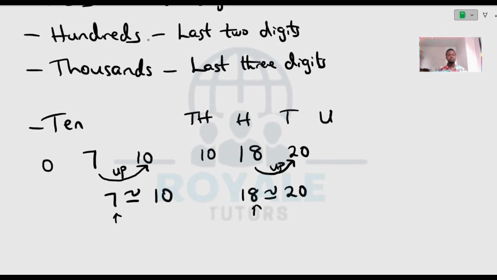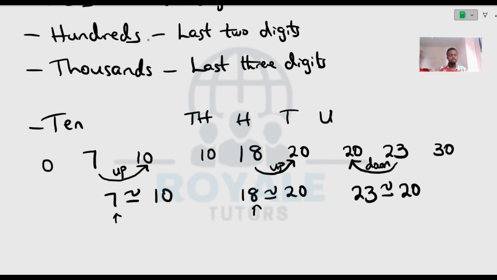If we have another number, let's say we have 23, for example. 23 is in between 20 and 30. Looking at it, the closest tens number to 23 is 20. So we round it down. That means 23 is approximately 20 to the nearest tens. We have other examples as well.